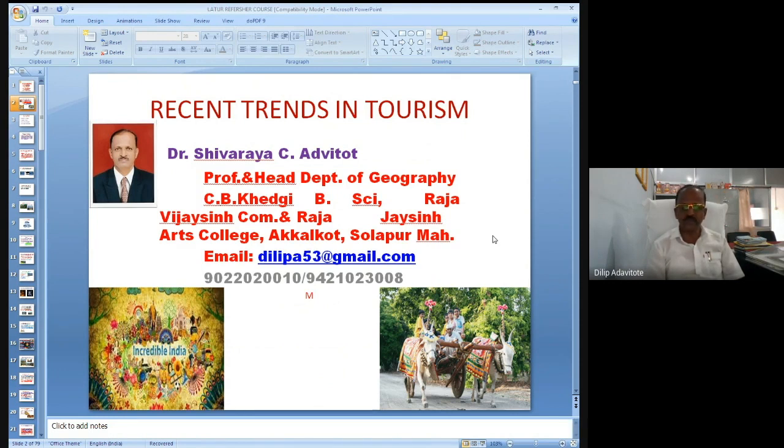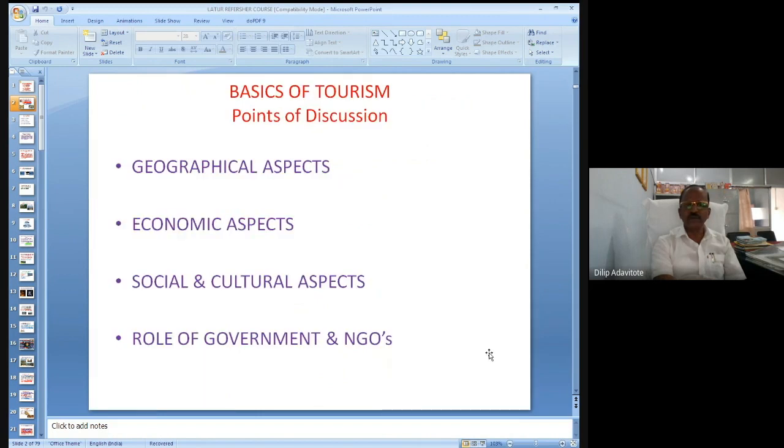Dear friends, if you look at these two images on screen, one is speaking about Incredible India, and another one is about the rural scenario that we can call rural tourism. Here, I would like to share some of the basic concepts of tourism, and in that connection, I am going to discuss my entire speech in the following points. Number one is geographical aspects.